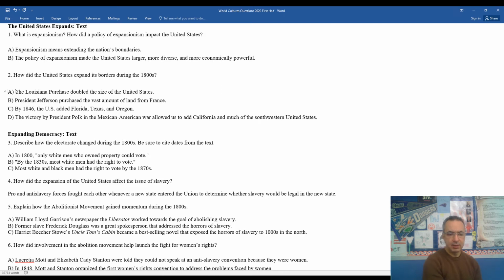By 1846, the United States had added Florida, Texas, and Oregon. The victory by President Polk in the Mexican-American War allowed the United States to add California and much of the southwestern United States as well.